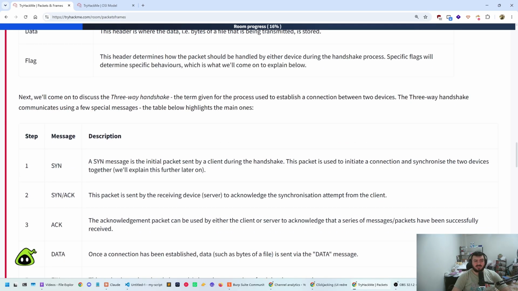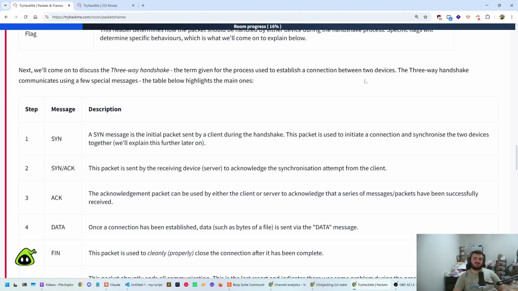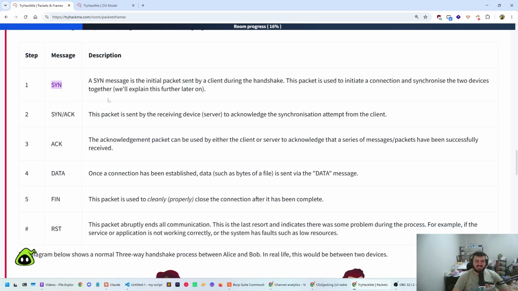So we'll come on to discuss the three-way handshake, the term given for the process used to establish a connection between two devices. The three-way handshake communicates using a few special messages. The table below highlights the main ones. So one is SYN. A SYN message, or a synchronize message, is the initial packet sent by a client during the handshake. This packet is used to initiate a connection and synchronize the two devices together. We'll explain this further later on.